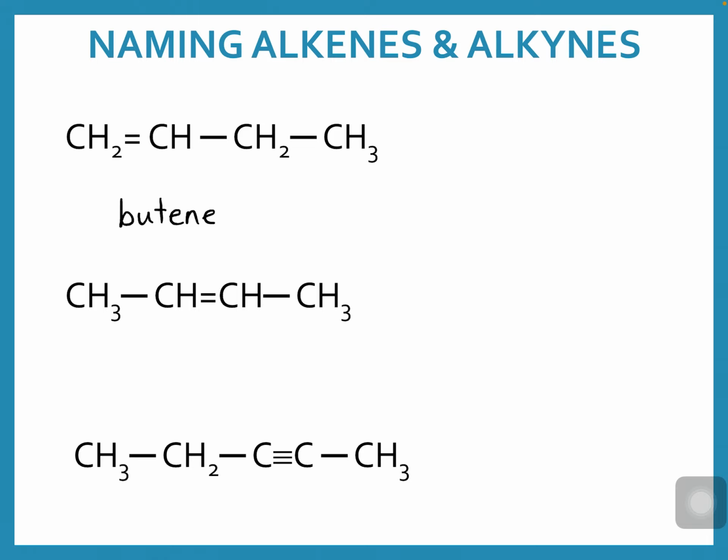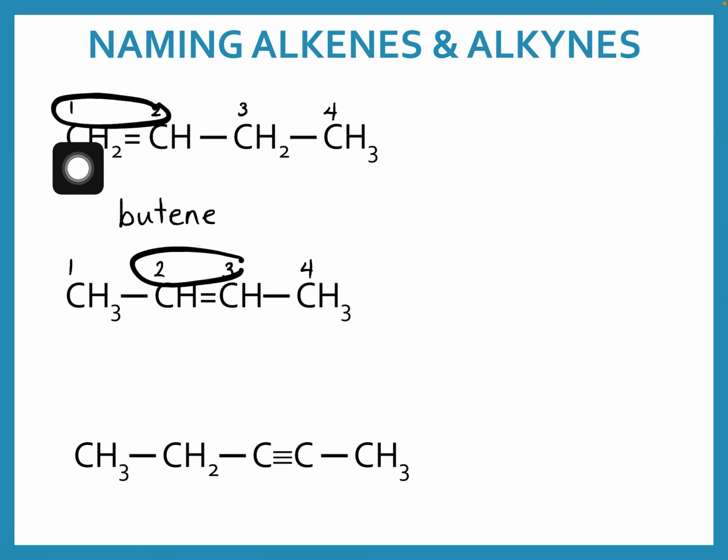And so what we do is we number the carbons and then say which carbon that double bond is off of. So if I number these carbons 1, 2, 3, 4, the double bond is in between carbons 1 and 2. Whereas in this one, the double bond is in between carbons 2 and 3. So when we look at the 2 carbons that the double bond is between, we're going to use the lower number. So we're going to say that this double bond is off the first carbon, and this double bond is off of the second carbon.